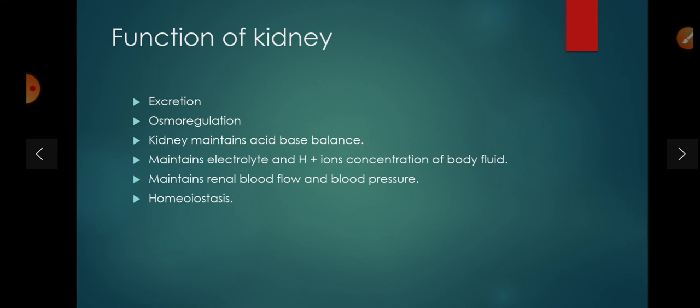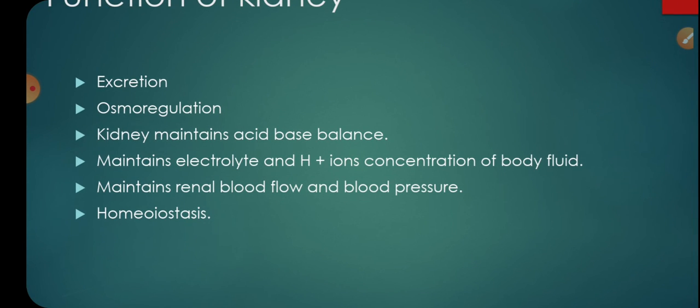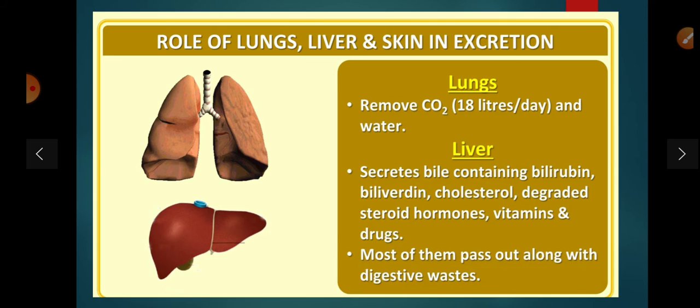What is the function of the kidney? The functions of the kidney are excretion and osmoregulation. What is osmoregulation? The kidney maintains the water-salt balance or osmotic pressure of the body fluid. The kidney maintains acid-base balance, electrolyte and H plus ion concentration of the body, renal blood flow and blood pressure, homeostasis, and maintenance of the internal environment of the body.